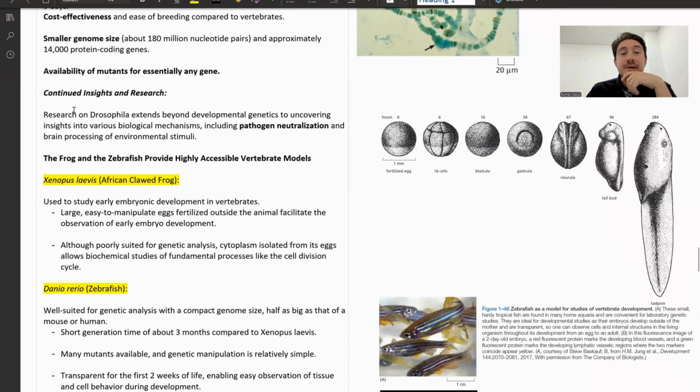Continued research on Drosophila extends beyond developmental genetics to uncovering insights into various biological mechanisms, including pathogen neutralization. If you apply a pathogen to the fruit fly, you can see the defense mechanisms, the consequences, and the effects of different forms of treatment. Also brain processing of environmental stimuli. Okay, so that's the fruit fly.